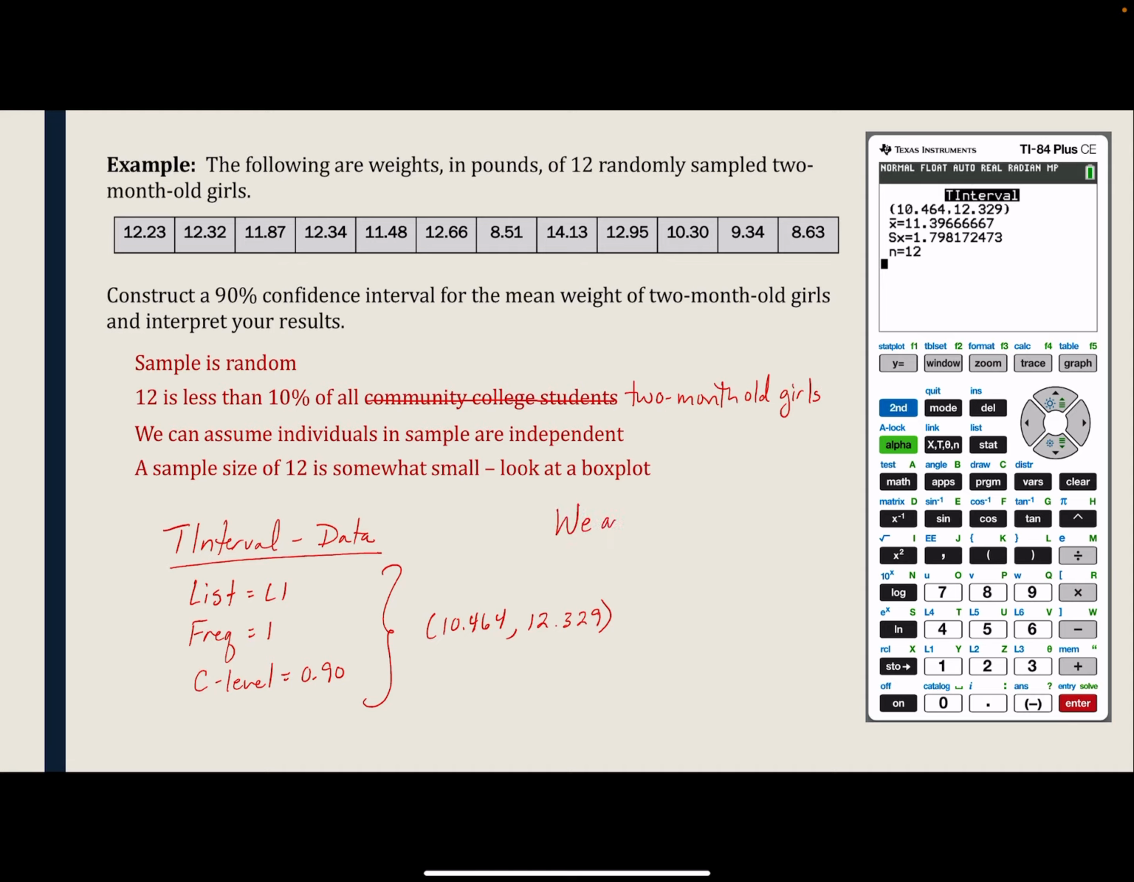So we'd say we are 90% confident that the population mean weight of 2-month-old girls is between 10.5 and 12.3 pounds.